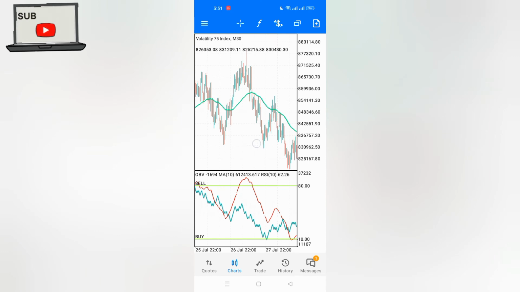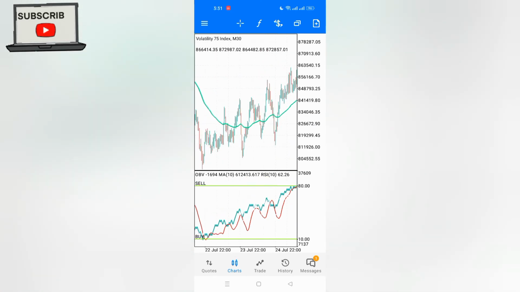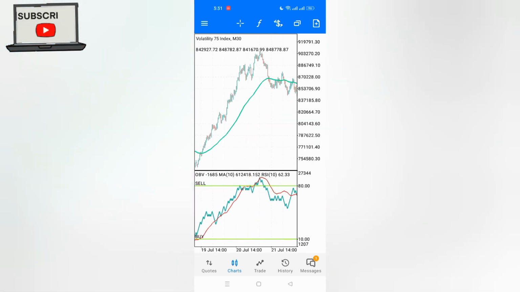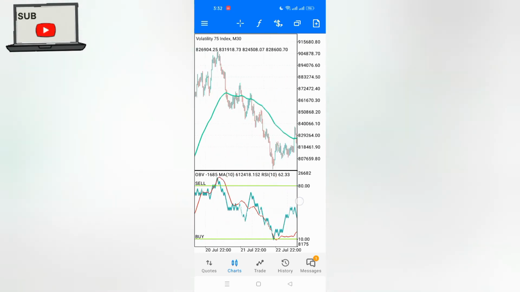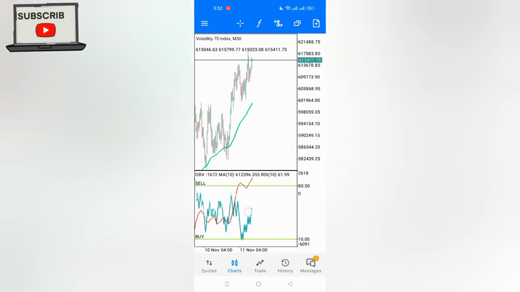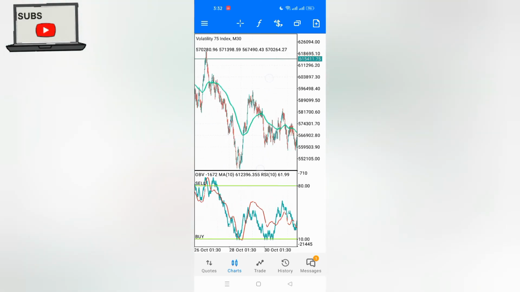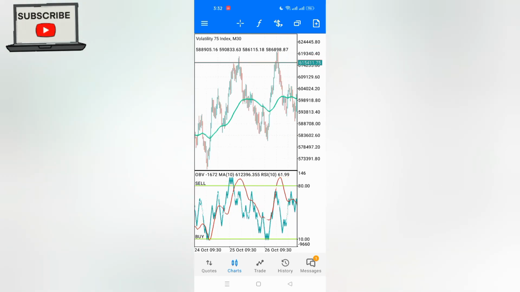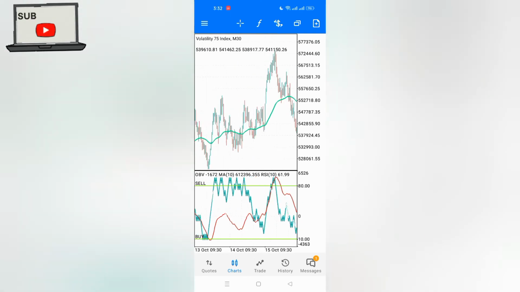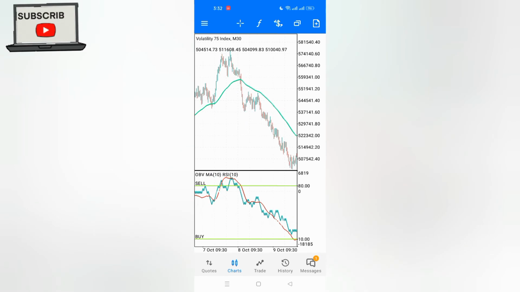Let me explain how this works. You see there are two moving averages. That is the moving average on the main chart. This is the main chart, and this is the indicators chart. So how the strategy works, you wait for both the OBV and the moving average on the indicators chart to close above the 80 level. When it closes above the 80, for you to confirm an entry, that is a sell entry.